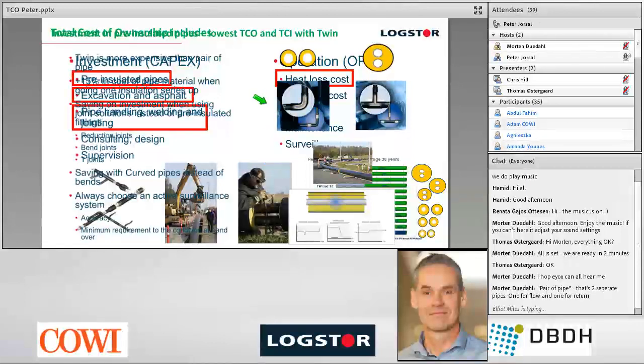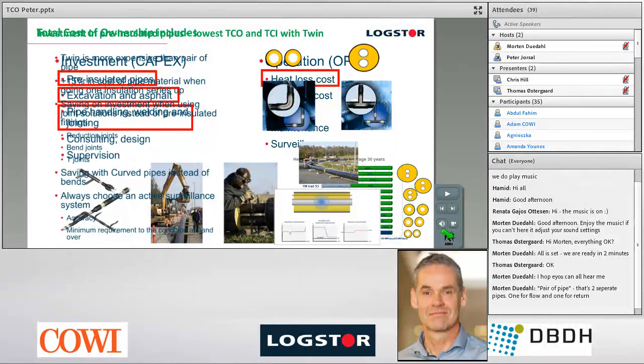It is a fact that if you use joint solutions for doing bends and tees and reductions, like shown here on the bend, where you make a joint solution instead of a pre-insulated fitting with two straight joints, then you will have a saving compared to using pre-insulated fittings. As well, there will be a saving on doing curved pipes compared to pre-insulated bends and straight pipes. Always choose an active surveillance system, where you will have an immediate message if moisture is going into the insulation, so that you can react on that.